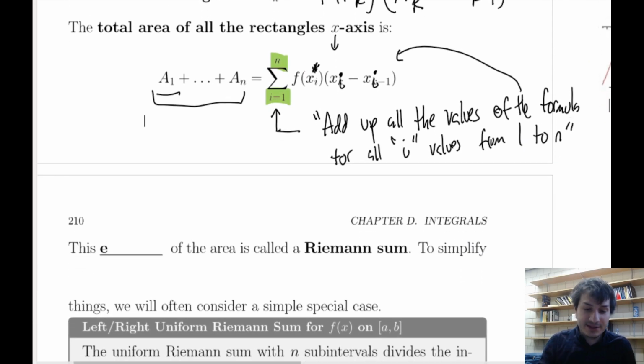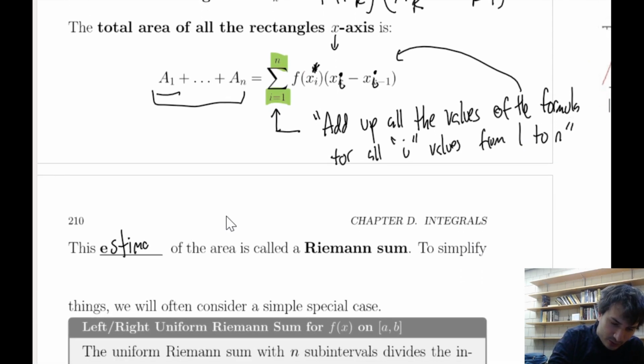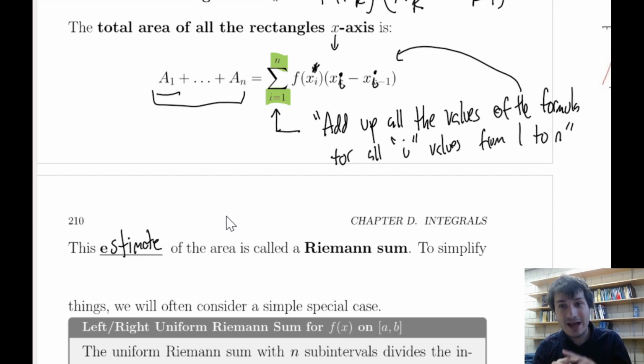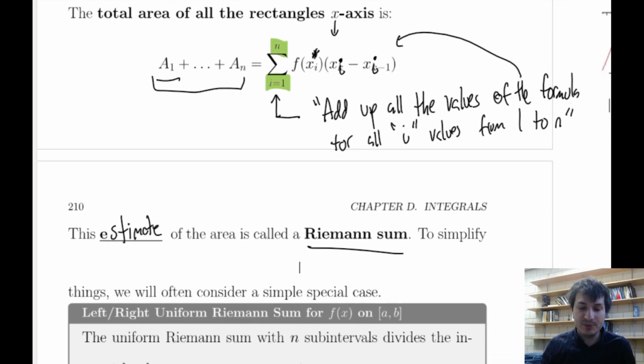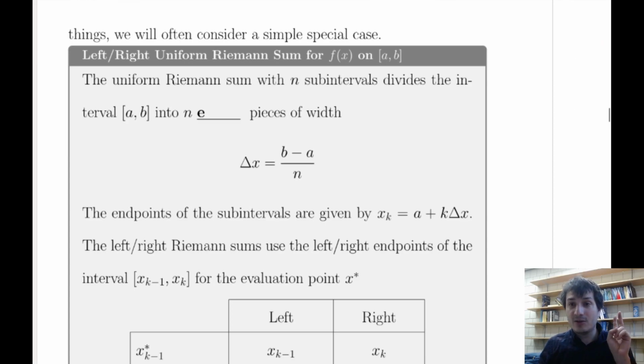Okay. This estimate, so right, adding up the areas doesn't give you the true value. The estimate of the area is called a Riemann sum. To simplify things, we often consider a simple special case. So in general, you can pick the points xi star anywhere, but the simple special case is the uniform Riemann sum. That's where the intervals are all equal. A uniform Riemann sum with n subintervals divides the interval into n equal pieces. So instead of having x1, x2, x3 arbitrary, all of the pieces are equally spaced.